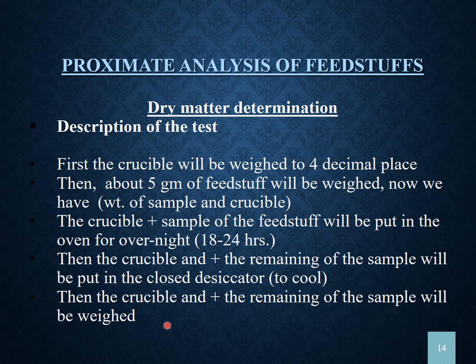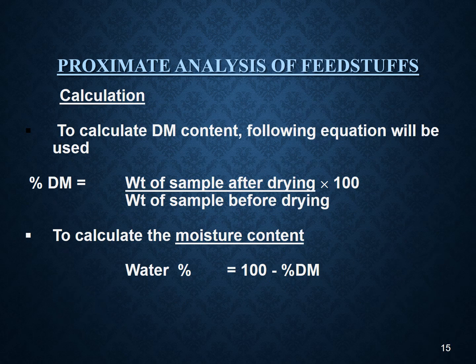Okay, this will be the third weight, right? First we have the weight of the empty crucible, then the 5 grams or the weight of the sample, and then the third one is the weight of the crucible plus the remaining sample after drying. Okay, they all should be documented. Okay, now the calculation.